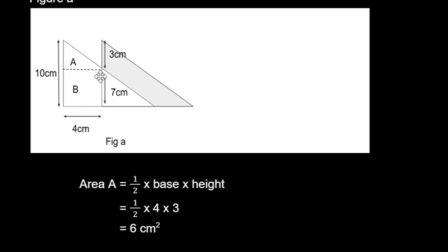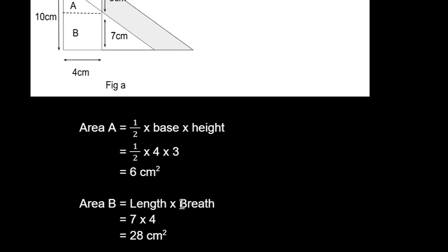And straight away, you look at the diagram, it's a triangle with a rectangle. So all we need to find is the area of the triangle and the area of this rectangle and add them together. In this case, area A is half base times height, which is half times 4 centimeters times 3 centimeters, is 6 centimeters square. The area of rectangle B is 7 times 4, which is length times breadth.